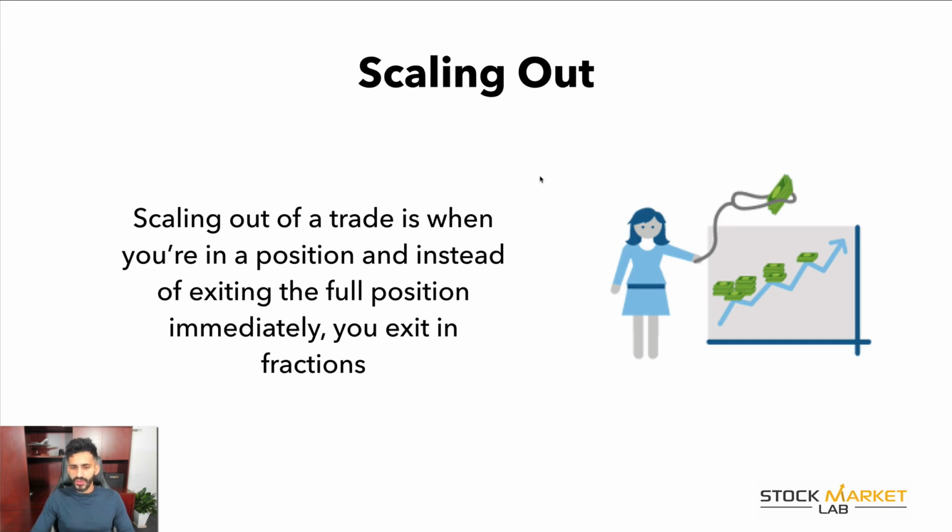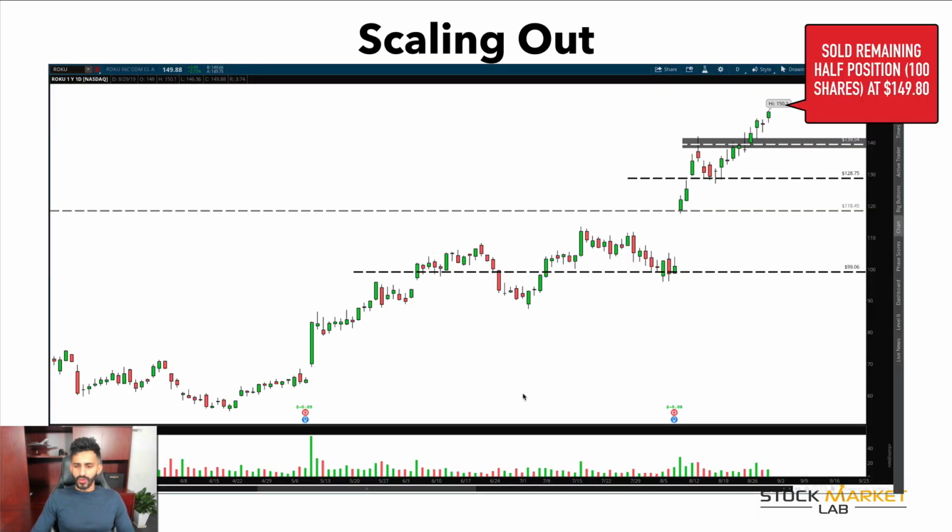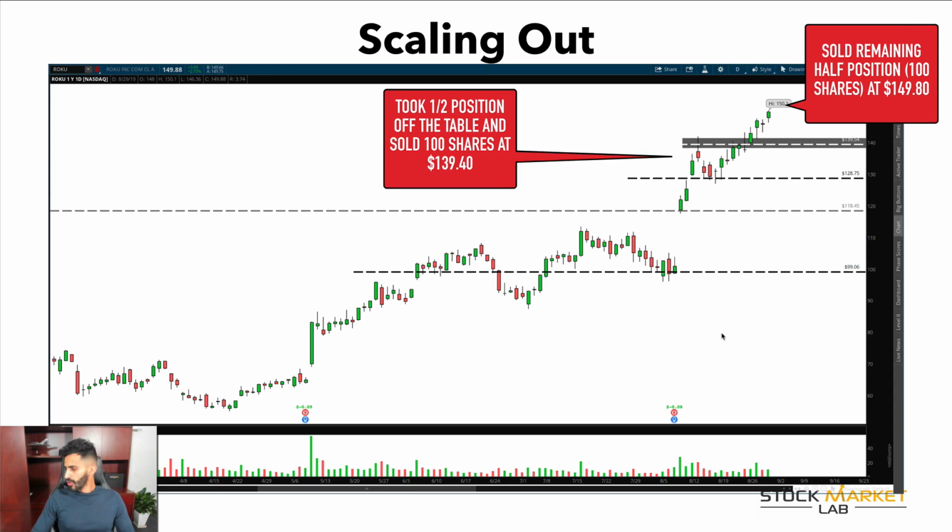Same thing with scaling out. If you're up 50%, if you're up 10%, 20% on the trade, whatever the case may be, scale out. Take some profit off the table. So let me show you guys an example, okay? Now let's look at this stock, Roku, right? So we're looking at Roku right here.